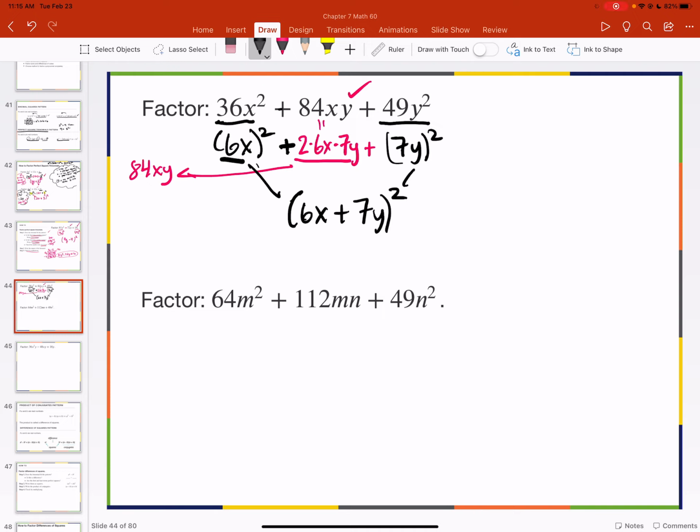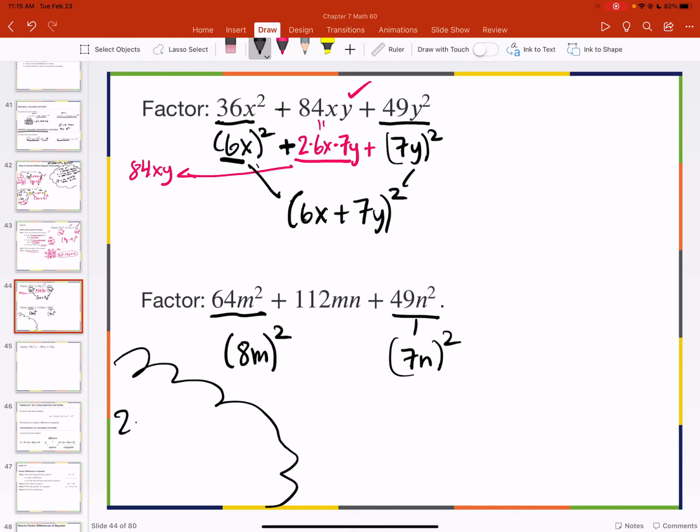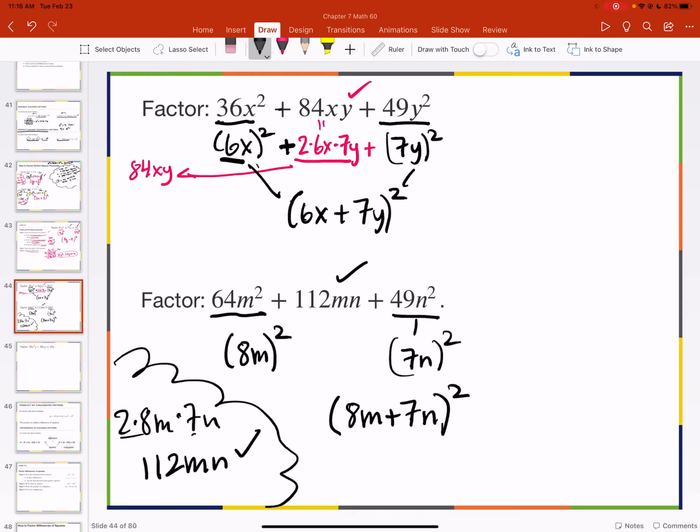Okay. Let's do another one. The square root of this is going to be 8m, right? This is going to be 7n. So even now, you can start thinking in your head, 2 times 8m times 7n. That's going to be 16 times 7, which gives me 112mn. So that checks. So then you can go ahead and just write 8m plus 7n squared, okay?